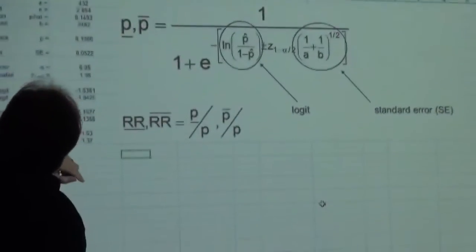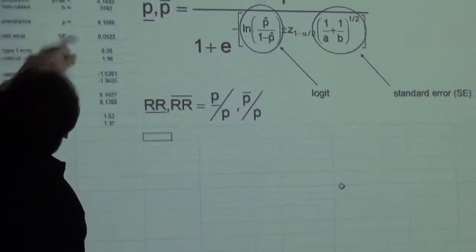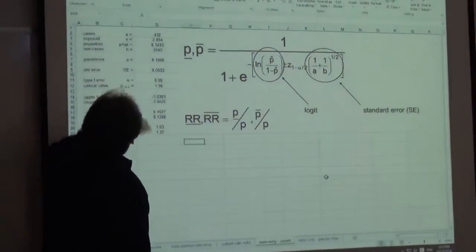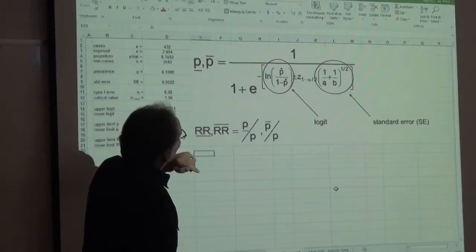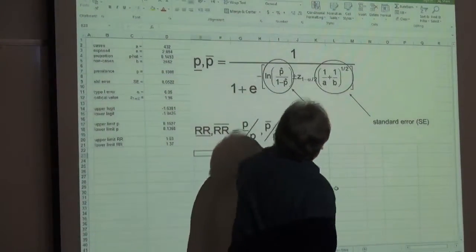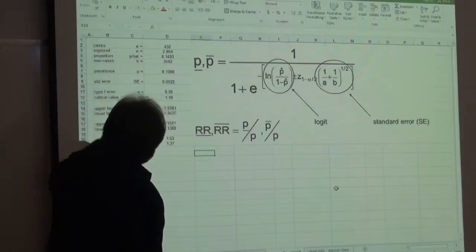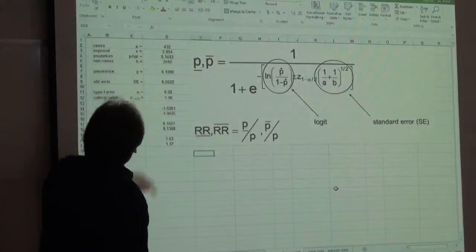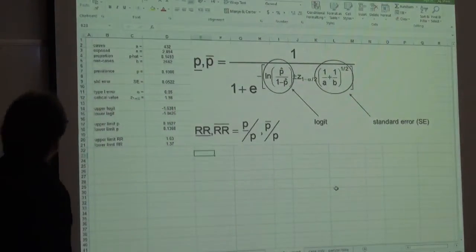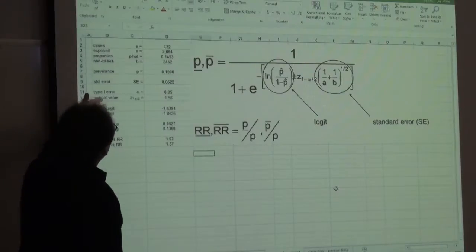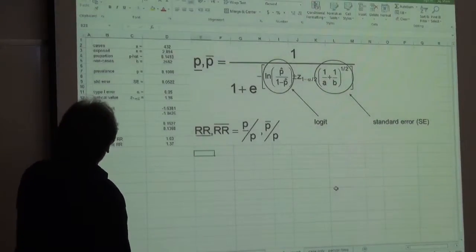Exposed minus the cases, and prevalence is given. Standard error is this calculation right here, the square root of 1 over A plus 1 over B. Okay, so there's A, there's B, and that's what standard error is. Type 1 error is given at 0.05, and the critical value is 1.96.